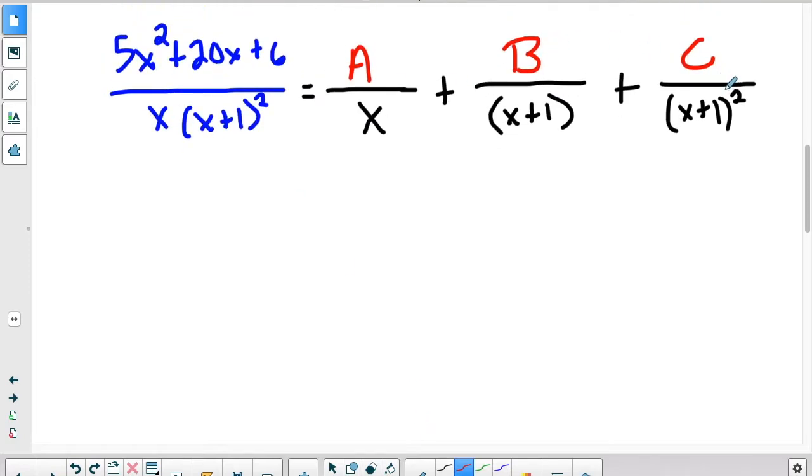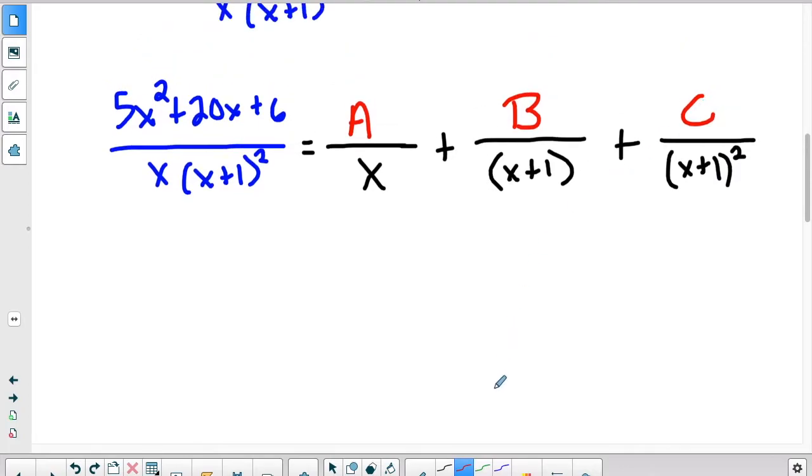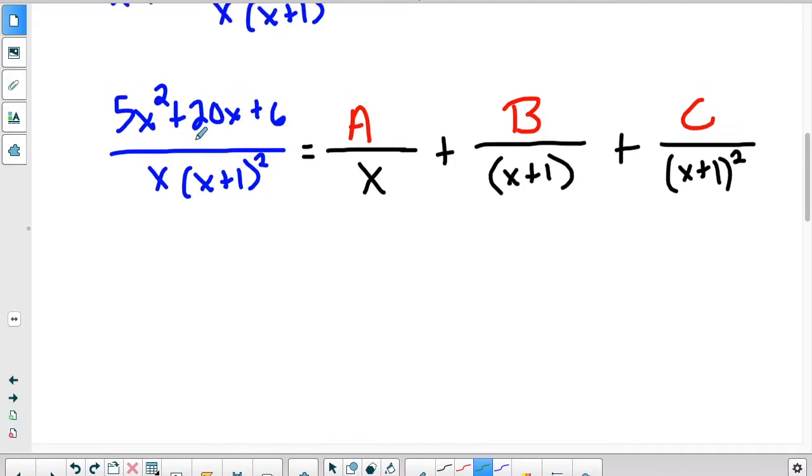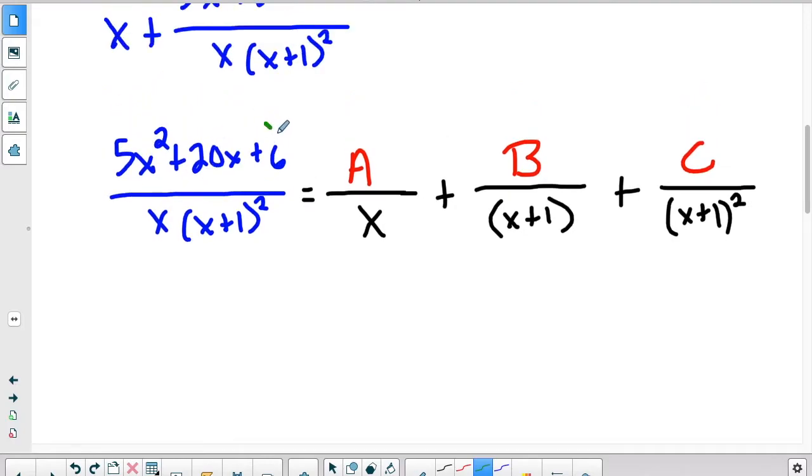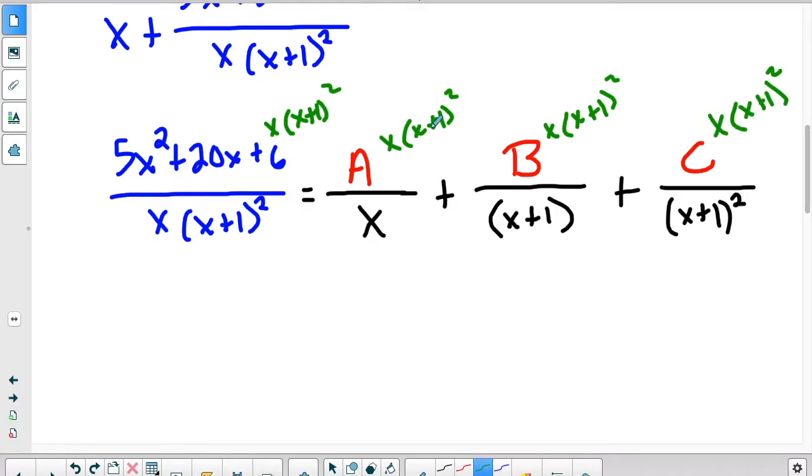So we have this here. Now we're going to do the same step. Our next step will be the same as what we've done before. We're going to multiply each term by the greatest common denominator. So x times x plus 1 squared, x times x plus 1 squared, x times x plus 1 squared, and x times x plus 1 squared.